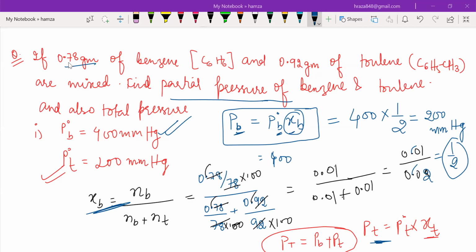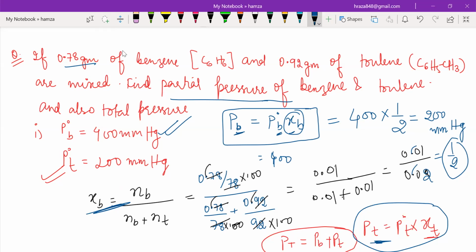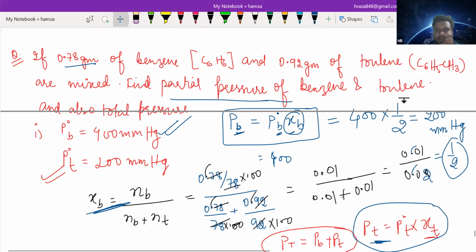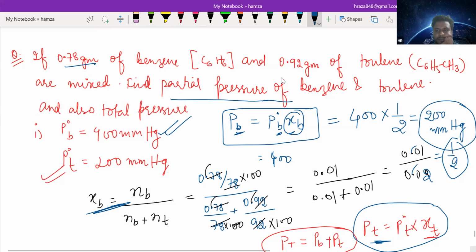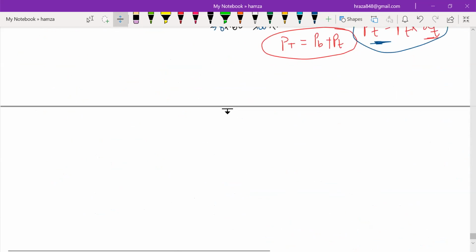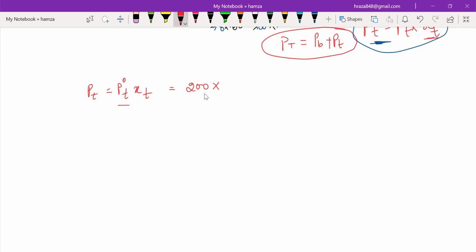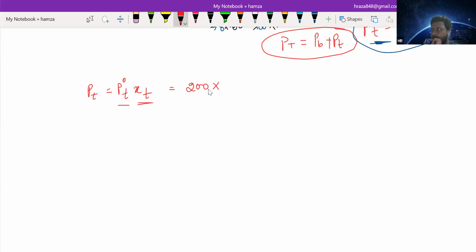It will be 90. It is 90 PT. Yes, sir. Now see, have you calculated this value? This was 200 mmHg, right? PB. Yes, sir. If we are going to talk about PT, this will be equal to P naught T into zeta T. P naught T has a value 200 that is given in the question, yes or no? Yes, sir. What is the mole fraction of toluene you have calculated? What is the value of zeta T?